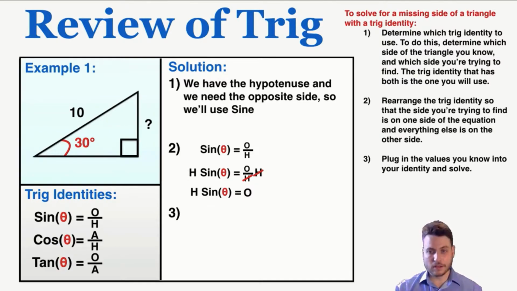The last step is to plug in the values you know into your identity and solve. So when I plug this in, 10 times sine of 30 degrees is equal to the opposite side. And when I plug this into my calculator, I get the opposite side is equal to 10 times 0.5, which is equal to 5. So that's how you find the missing side of a right triangle using trigonometry. So this would be 5.